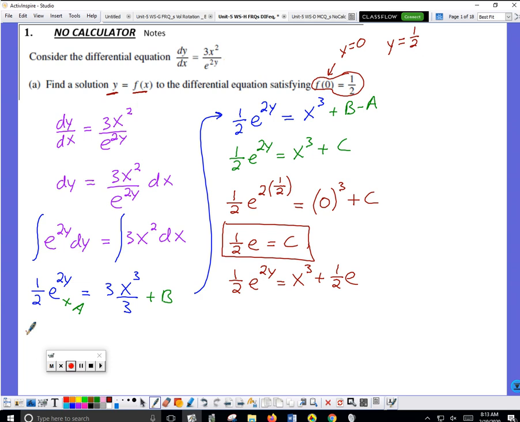So I want to get the y alone. So I'm going to multiply both sides by 2. The 2 will have to distribute. So I'll end up with 2x cubed. When the 2 distributes here, I'll end up with plus e. Questions?